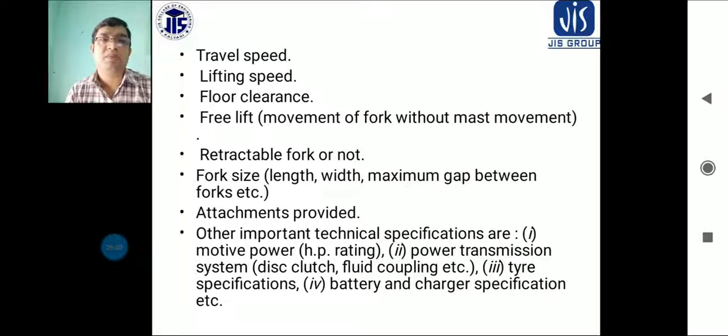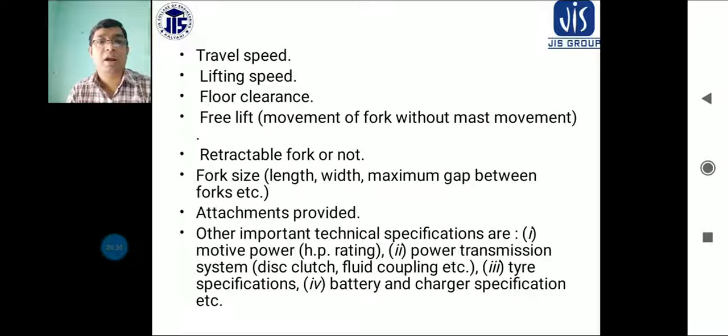And the attachments provided is here, that is how many attachments are required according to the forklift truck. And the other important technical specifications are, the one is the motive power, that is the HP ratings will be given. And second is the power transmission systems, that means how you have to transfer the power, which uses the disc clutch, fluid coupling, etc., according to the power transmission systems.